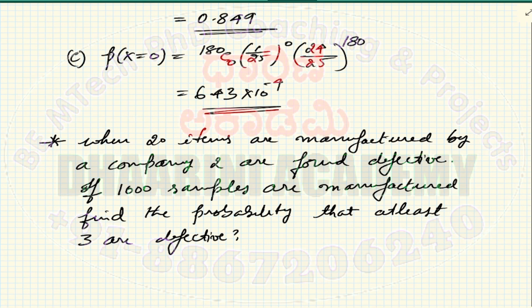No, I use a probability directly, right? So P is equal to how much? P is 2 by 20, so that is 1 by 10. No, no, no. You got a probability, you use it for your experiment. The experiment is done 1000 times. When a company produces 20 items, 2 are found defective. Now if you produce 1000, what chance do you have that at least 3 of them are defective?